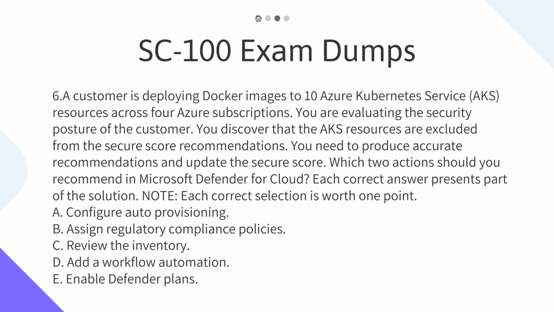6. A customer is deploying Docker images to 10 Azure Kubernetes Service, AKS resources across 4 Azure subscriptions. You are evaluating the security posture of the customer. You discover that the AKS resources are excluded from the Secure Score recommendations. You need to produce accurate recommendations and update the Secure Score. Which 2 actions should you recommend in Microsoft Defender for Cloud? Each correct answer presents part of the solution. Note: each correct selection is worth 1 point.